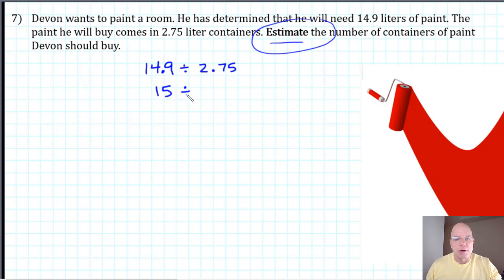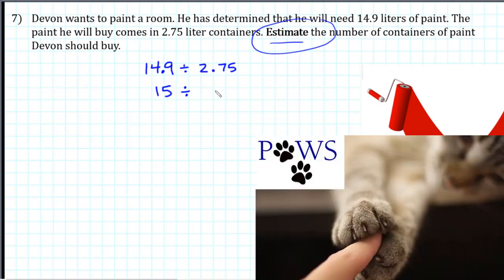So we'll have to consider not only the number we're rounding to, but how it affects the problem. So that's what I want you to think about during the pause. And when you round this divisor, it's a little bit tricky. So think about, when you round it, how does that affect the problem? Will that make you more or less likely to buy enough paint? So do that during the pause and then come back and see how you did.